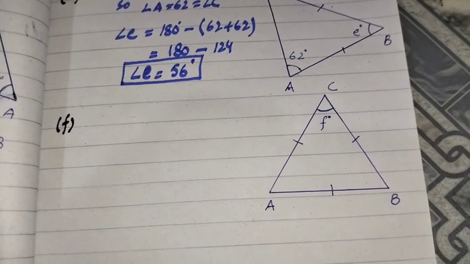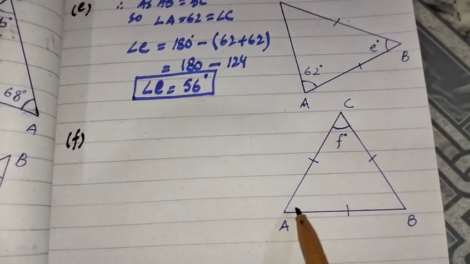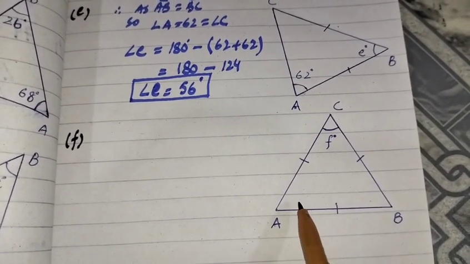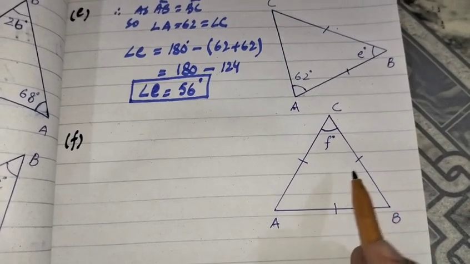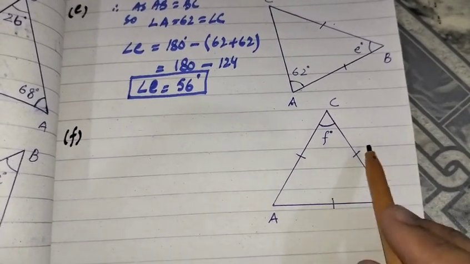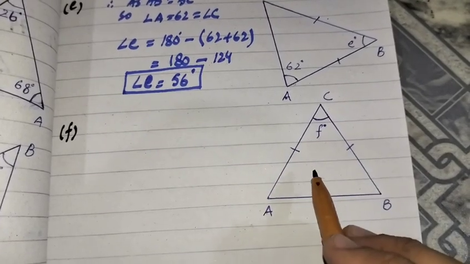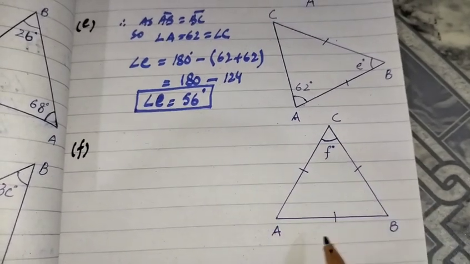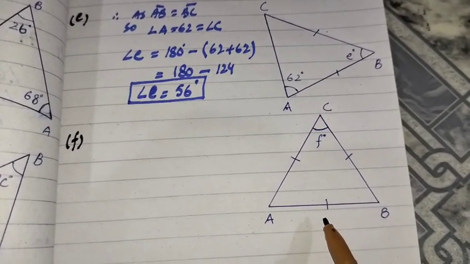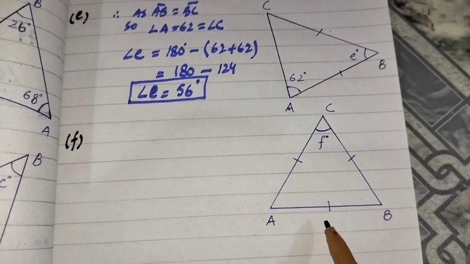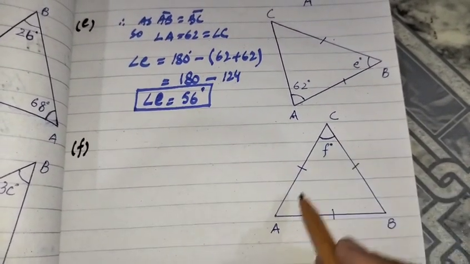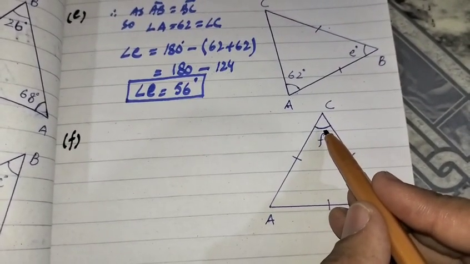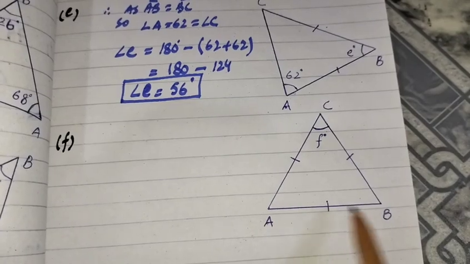Angle F is given, but this angle is also unknown, and there is no representation of these two angles here. Either these are known or they are represented by some variable, but we are given these three short lines, and these three short lines mean that these three sides are equal. If the three sides of the triangle are equal, it means that it is an equilateral triangle, and in an equilateral triangle all the angles are the same. It means that it is F degrees, and this is also F degrees, and this is also F degrees.